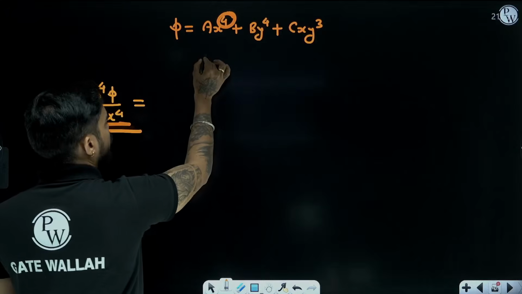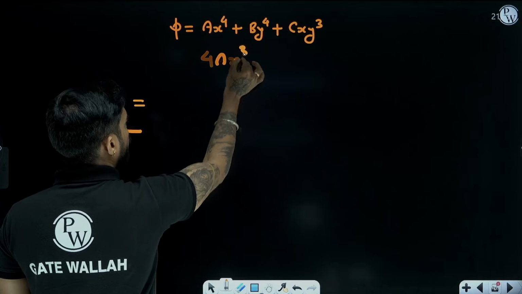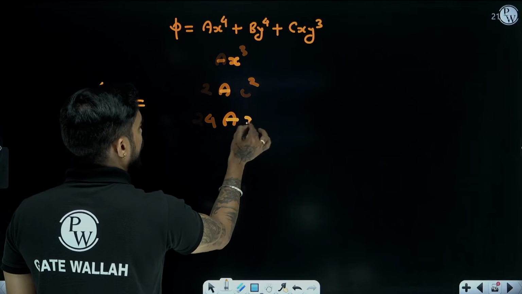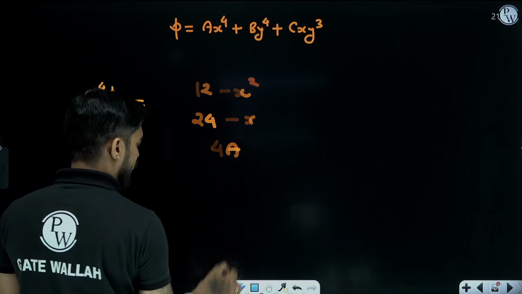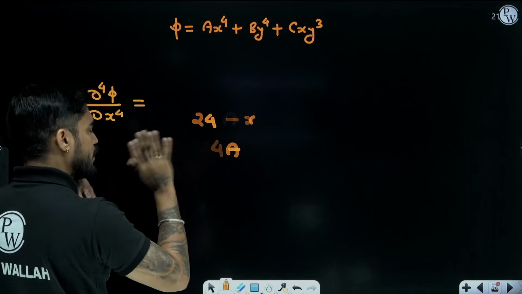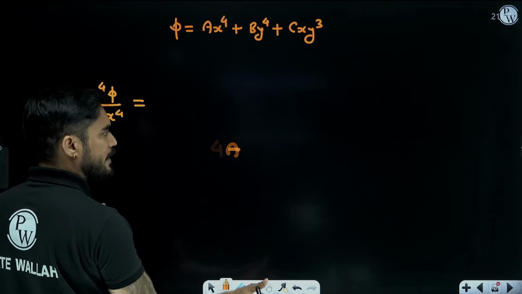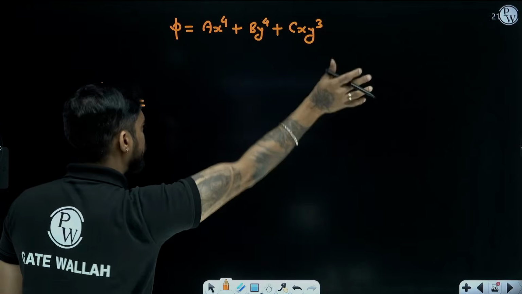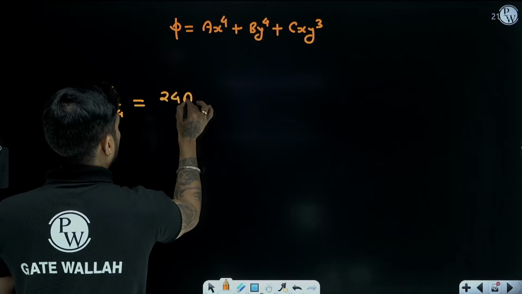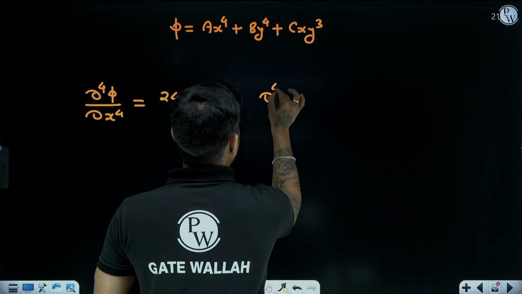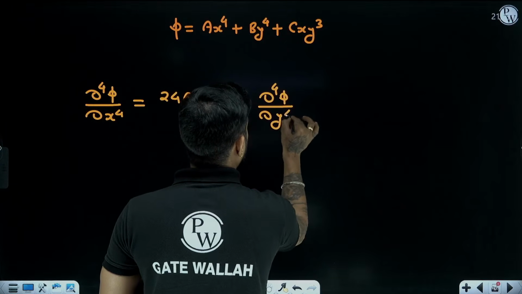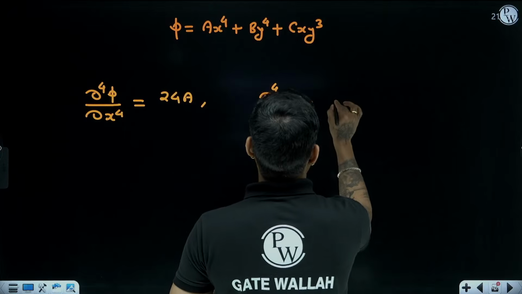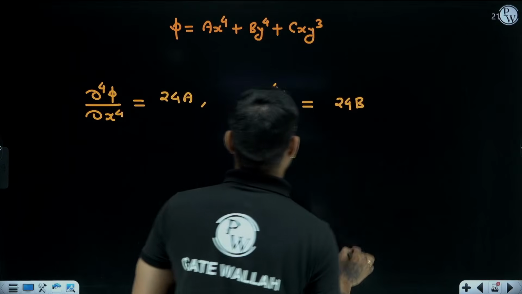So if you differentiate it 1 time, you get 4ax cube. 2 times, you get 12ax square. 3 times, you get 24ax. 4 times, you get 24a. If you don't understand it like this, you can write it manually, one by one. Differentiate it 1 time, then 2 times, then 3 times, then 4 times. So you are going to get 24a. Similarly, dou to the power 4 by dou y to the power 4 will become 24b. Okay.